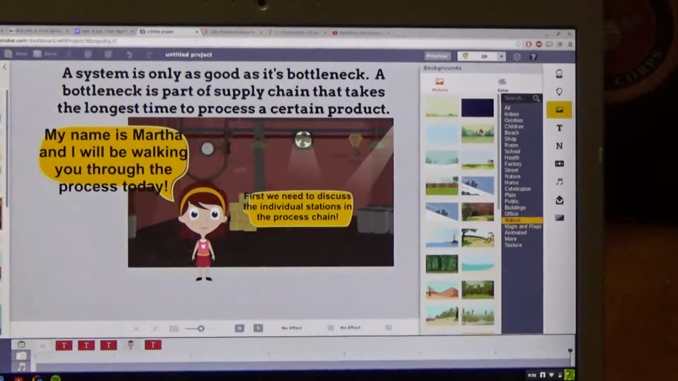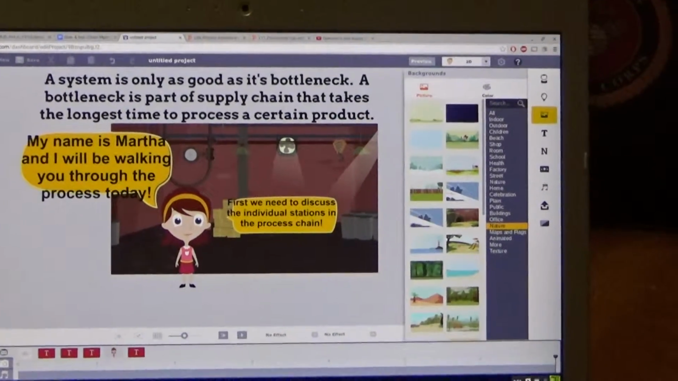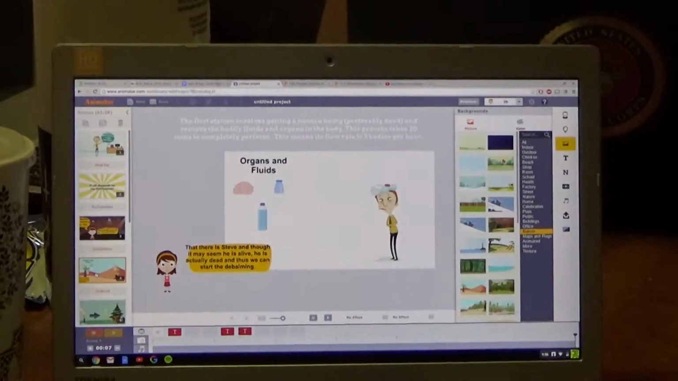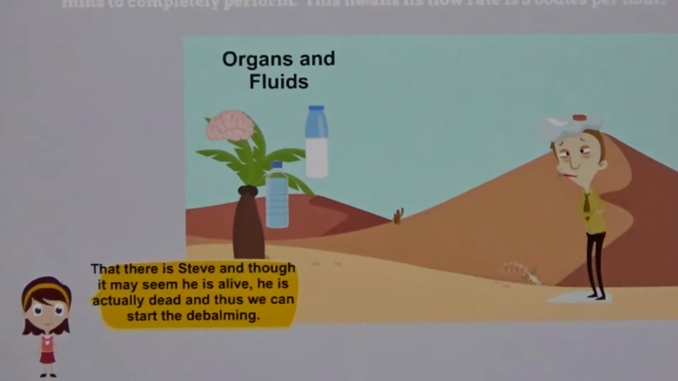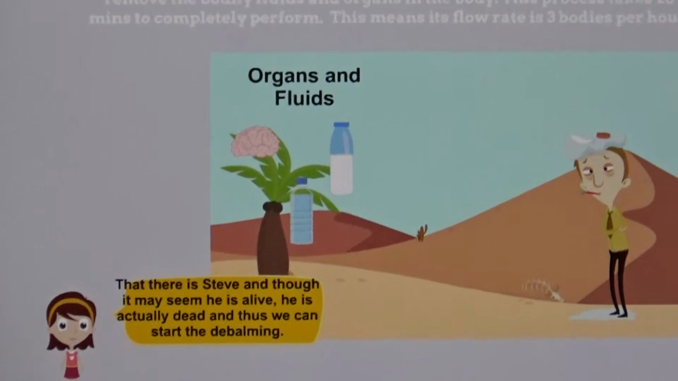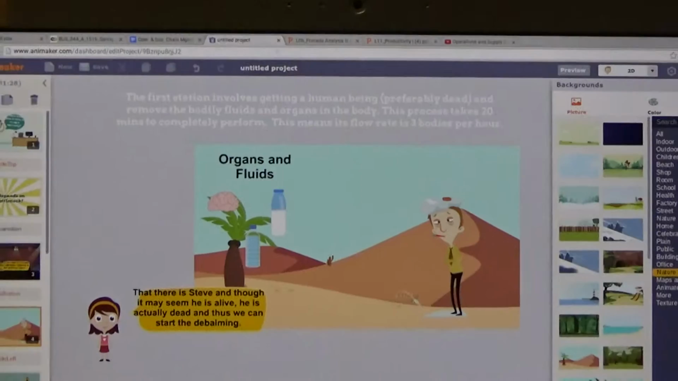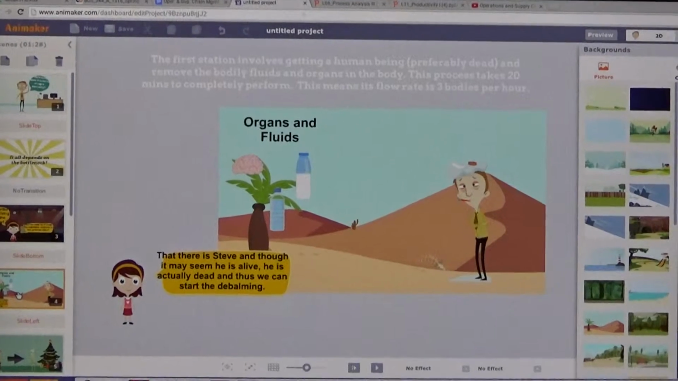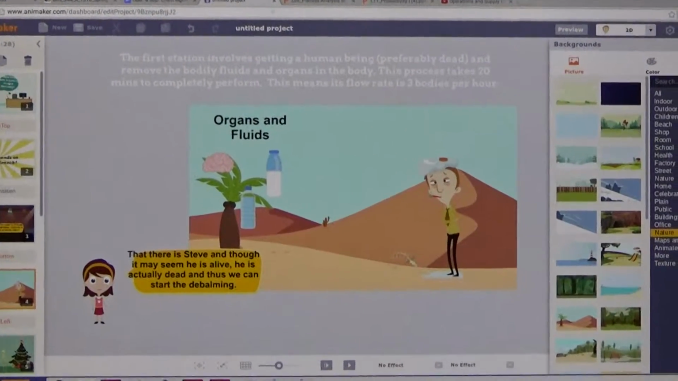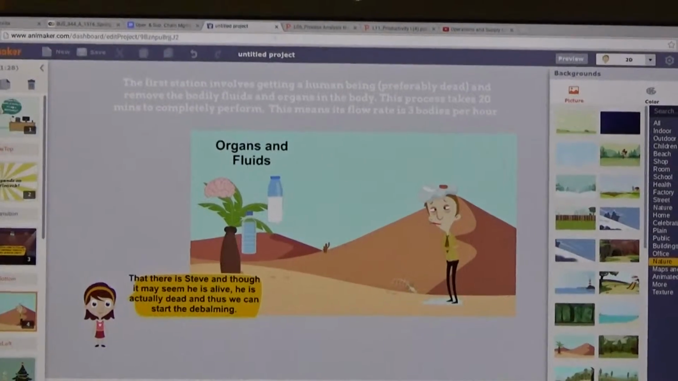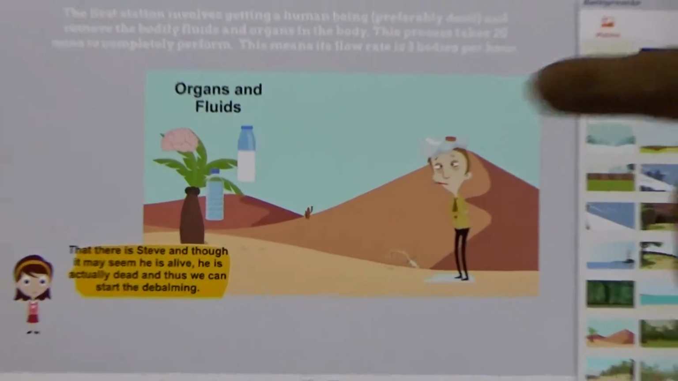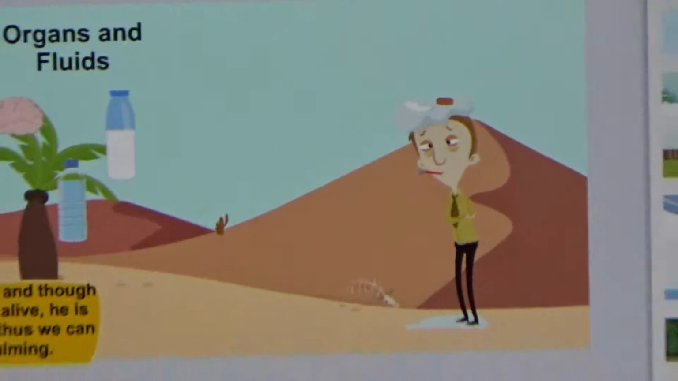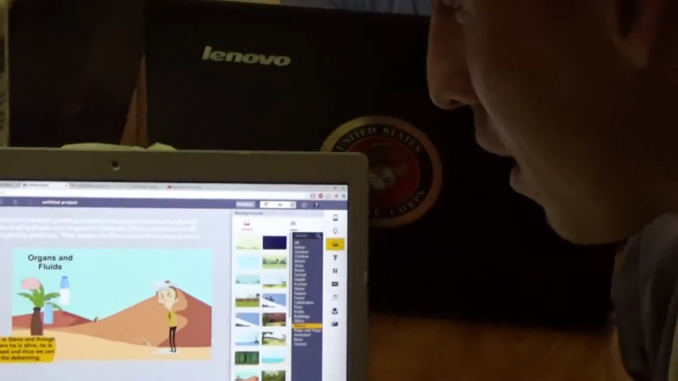This here is Martha, and she's going to be walking you through the process today. First, we need to discuss the individual stations in the process chain. The first station that we come across involves getting the human, preferably a dead one, and removing bodily fluids and organs in the body. This process takes 20 minutes to completely perform, and this means that the flow rate for this specific station is 3 bodies per hour, because each body takes 20 minutes. 60 divided by 20 is 3. As you can see, there's the organs and fluids, and he is dead, even though it doesn't look like he's dead. But they start the embalming in Station 1.